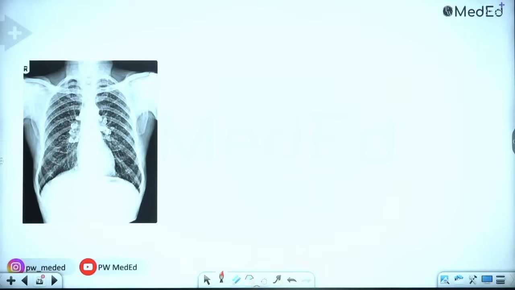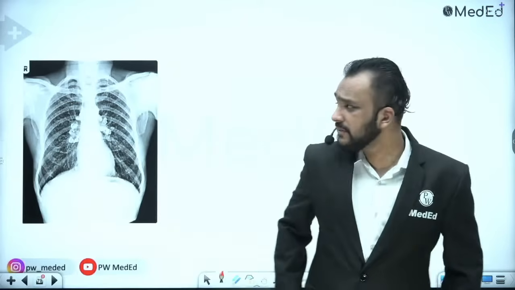So Bochdalek and Morgagni hernia, you will differentiate based on their location, right? If you know there is a defect in the posterolateral aspect, you will say it is a Bochdalek hernia. Morgagni hernia is mostly seen on the right side. Very good, guys. Amazing, Yashwant. Amazing, Sachin, Yuvraj.